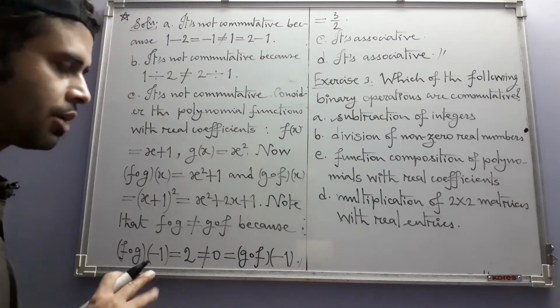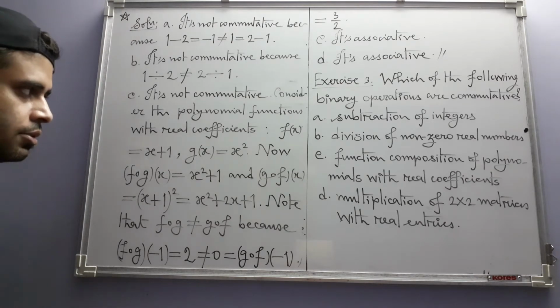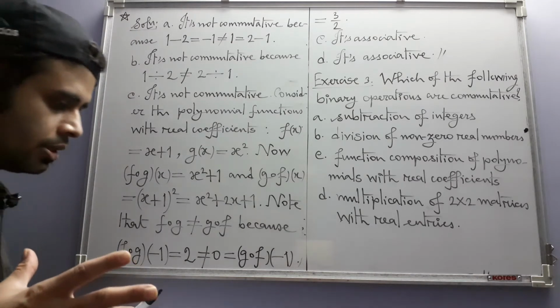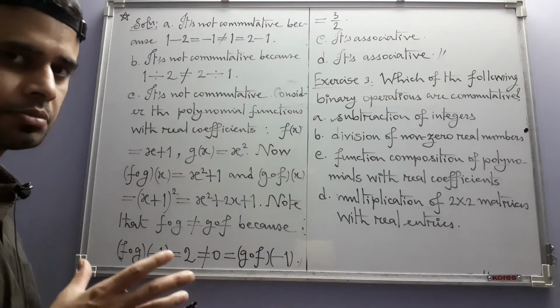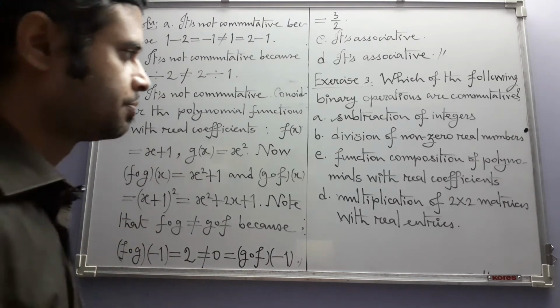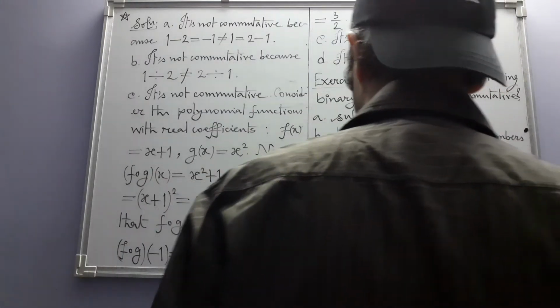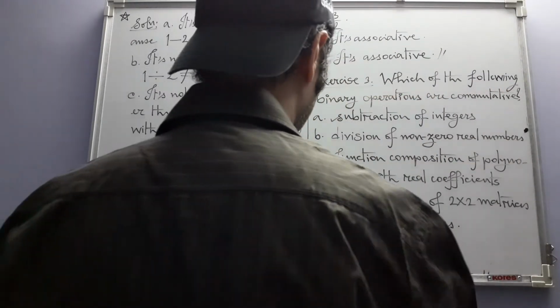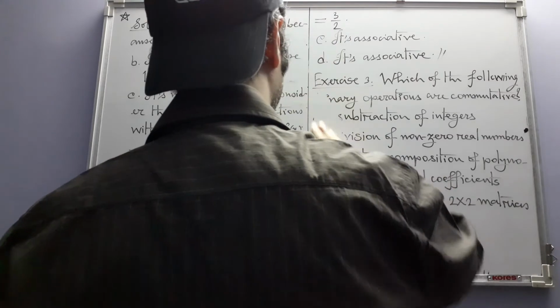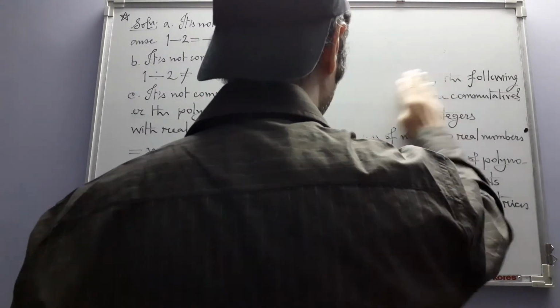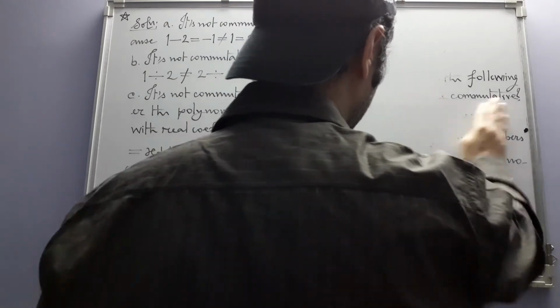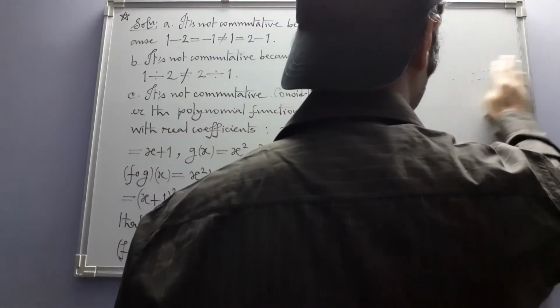In general also function composition is not commutative unless you restrict your functions to some very special sets, then it may become commutative. And finally, multiplication of 2 by 2 matrices with real entries is also not commutative. That means in this exercise none of the operations is commutative.